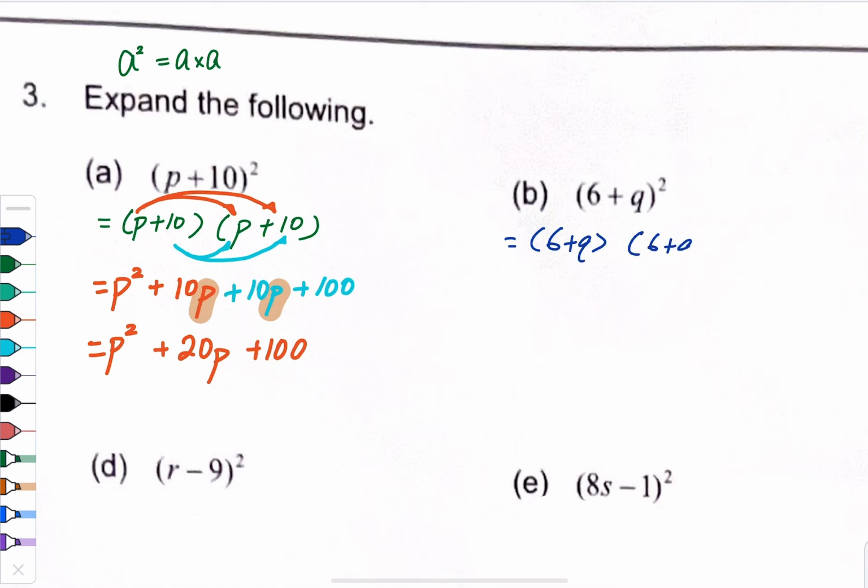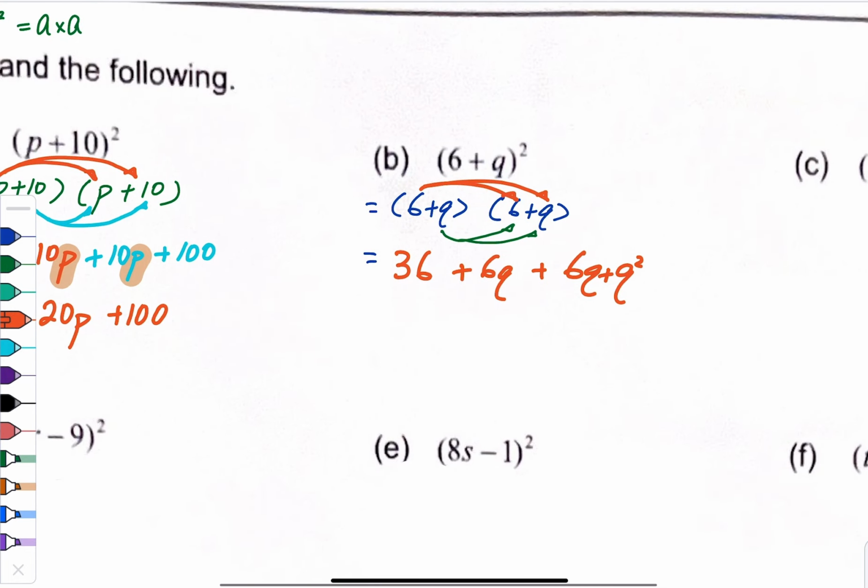So 6 plus q, because there's a square on top. Oops, no need to write square again. It's already there. It's already doubled. And then you give this 6 to both of them, you give this q to both of them. So 6 times 6, 36. 6 times q, 6q. q times 6, 6q. Numbers first. And the q times q, q square. Okay, and then any like terms? Yes, they both have q's, so you can combine them together. 36 plus, 6 plus 6, 12q plus q square.